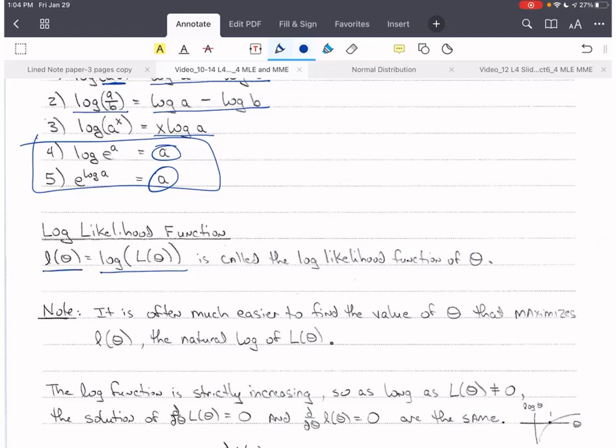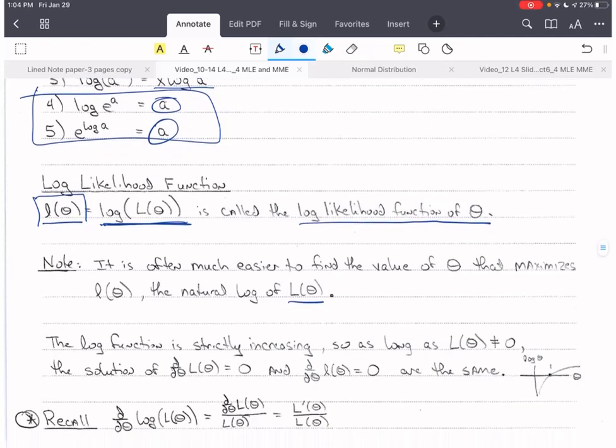I don't think your textbook does, but a lot of textbooks use this notation, and this is so much easier than writing this every time. Okay? So I'm going to use little l of theta for the log likelihood function of theta. And it's often much easier to use this to find the value of theta that maximizes log of L of theta than it is to try to use capital L of theta, the likelihood function.